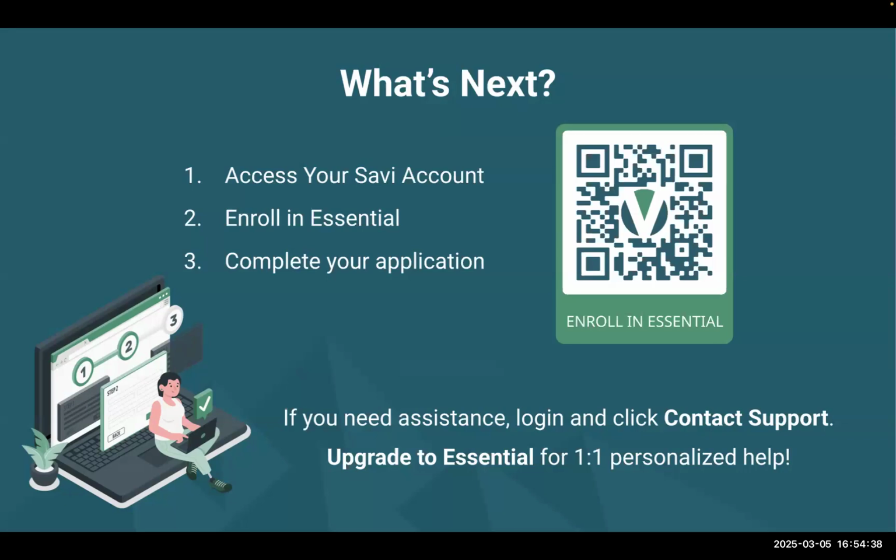I'm already signed up with Savi and enrolled in the essential plan. Perfect. How do I know if my loan is direct subsidized, consolidated, or unsubsidized if my statement only says direct consolidated? It would actually say in the name of the loan, it would say subsidized or unsubsidized.